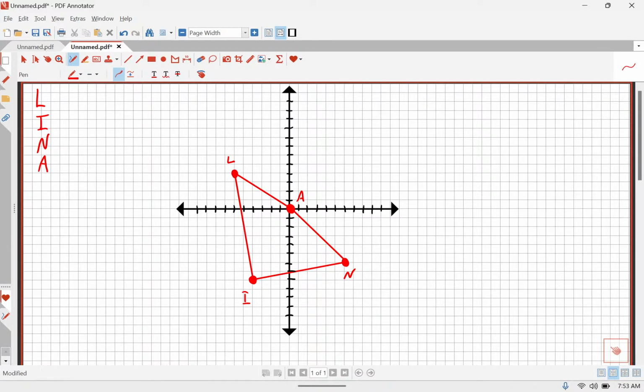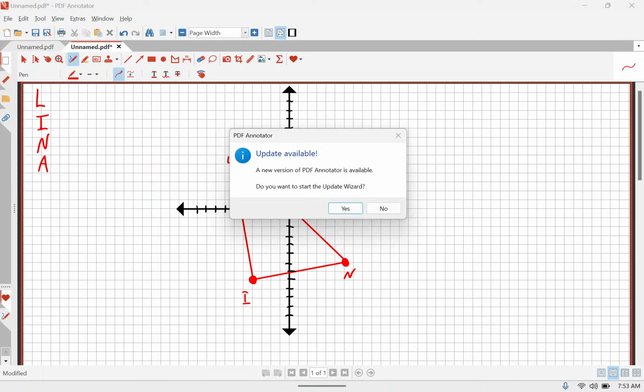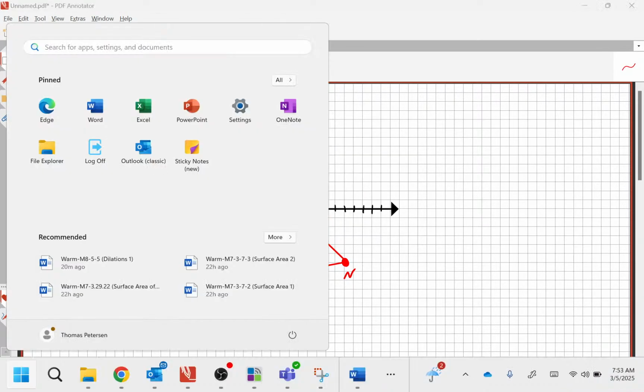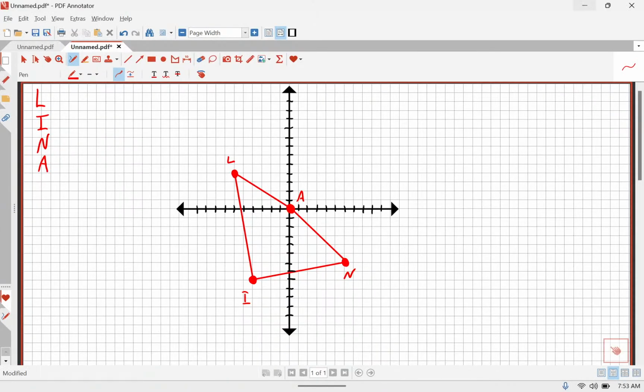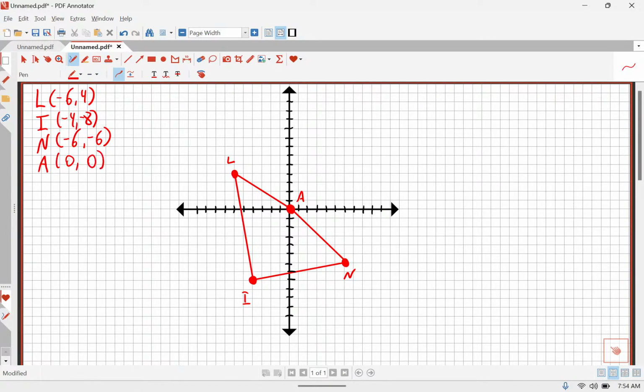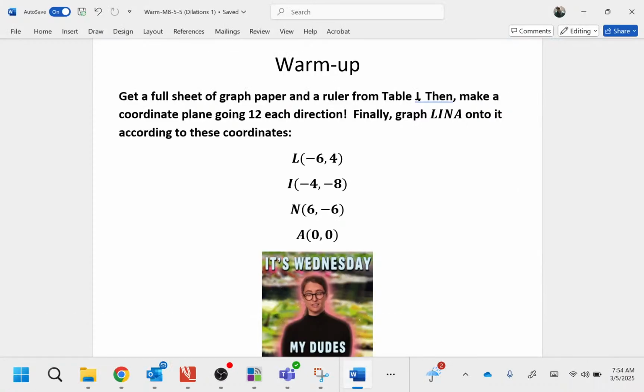Let's see here. So I'm going to write down the coordinates of Lena because I totally forgot. The only reason I remember what it was is because it had a really funny name. It does have a funny name, but it is delicious. So that's negative 6 comma 4. Was that negative 4 comma negative 8? Yeah, absolutely. 1, 2, 3, 4. 6 comma negative, is it 6 comma negative 6? Perfect. Gesundheit. And then A was 0 comma 0. Right? We're good. Awesome. Hooray.